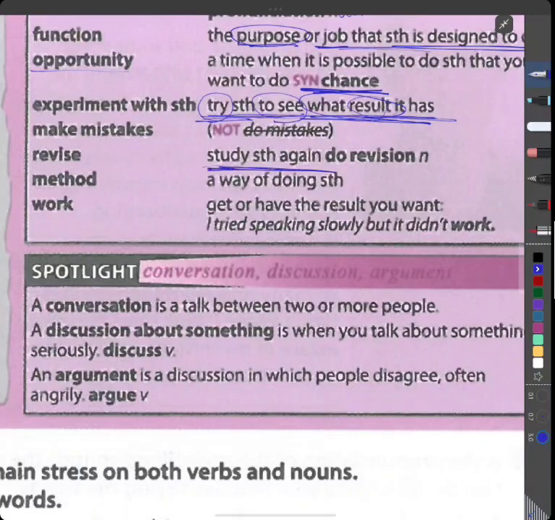Revise: study something again. Do revision. It's a noun.